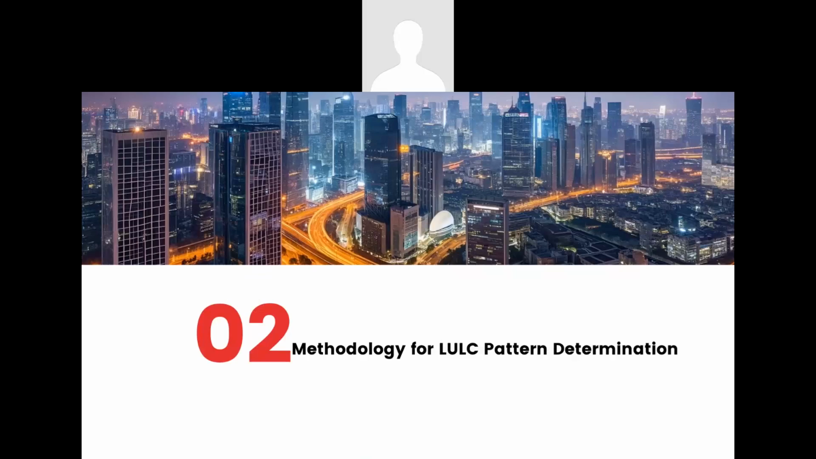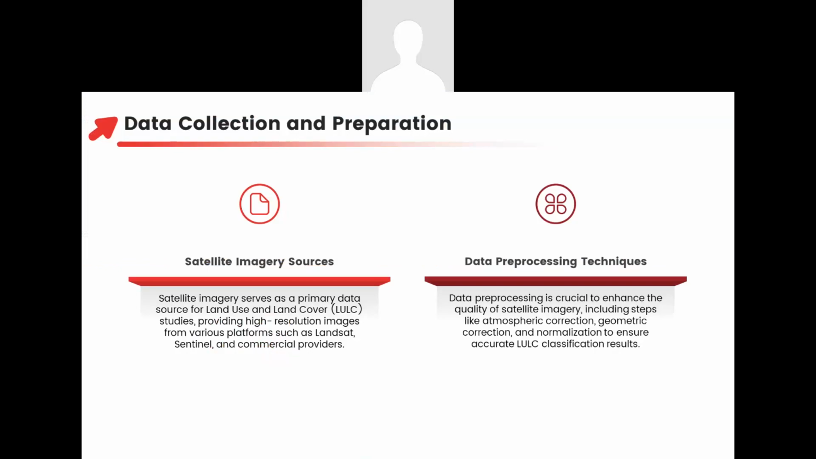So the methodology used for LULC pattern determination: satellite images serve as the primary data source for land use land cover change studies, providing high resolution images from various platforms such as Landsat, Sentinel, and also commercial providers. Data pre-processing techniques are very important to enhance the quality of the satellite imagery, including steps like atmospheric correction, geometric correction, and also normalization to ensure the accuracy of the LULC classification results.